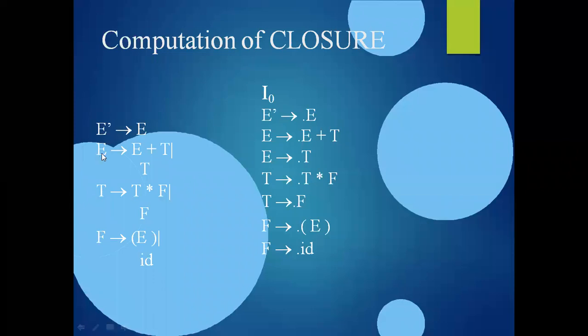What is the starting symbol of the given grammar? E, right? And how do we form the augmented grammar? Just by adding an additional production rule, E' → E. Therefore, the modified grammar G' is, write down all these rules again: E' → E, E → E + T | T, T → T * F | F, F → (E) | id, right? And this is the modified grammar G'.